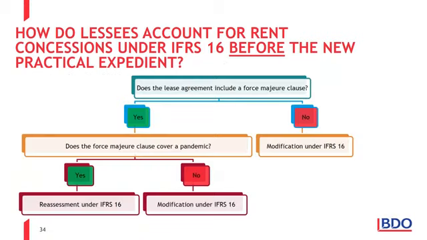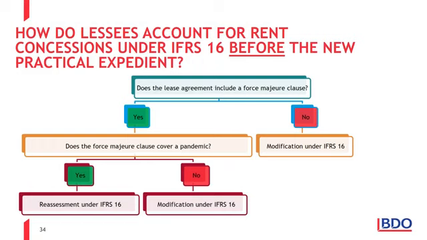So if I put it in a bit of a decision tree, the first thing: does the leasing agreement include a force majeure clause? If I say no, then I have to deal with it as a modification, complex rules. If it does have a force majeure clause, I have to consider whether it covers a pandemic. And if I say no, it doesn't, then I've got a modification here. And if it does, I've got a reassessment.